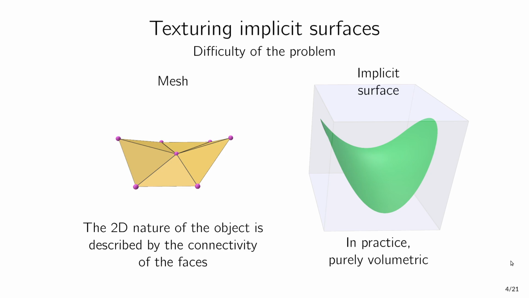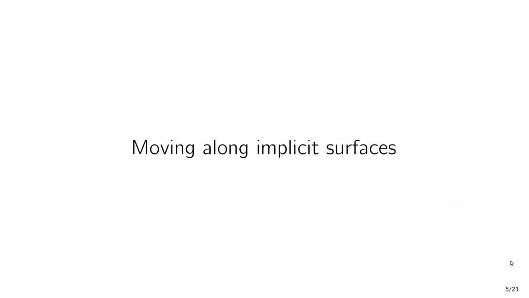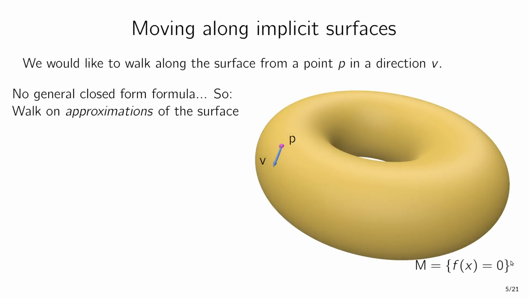But so from this observation, we need to first build a tool to be able to explore the surfacic nature of our shape, and that's exactly what we are going to build first, right? A way to move along the surfaces. So suppose that you're at a point P and you want to follow a tangential direction V. There is no closed form formula to do that for every implicit surface, of course.